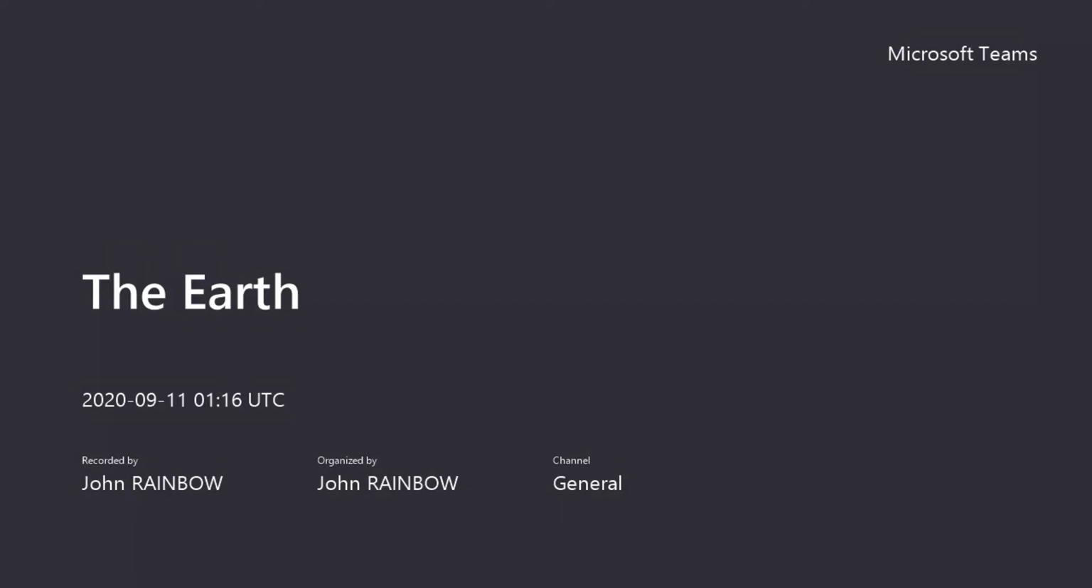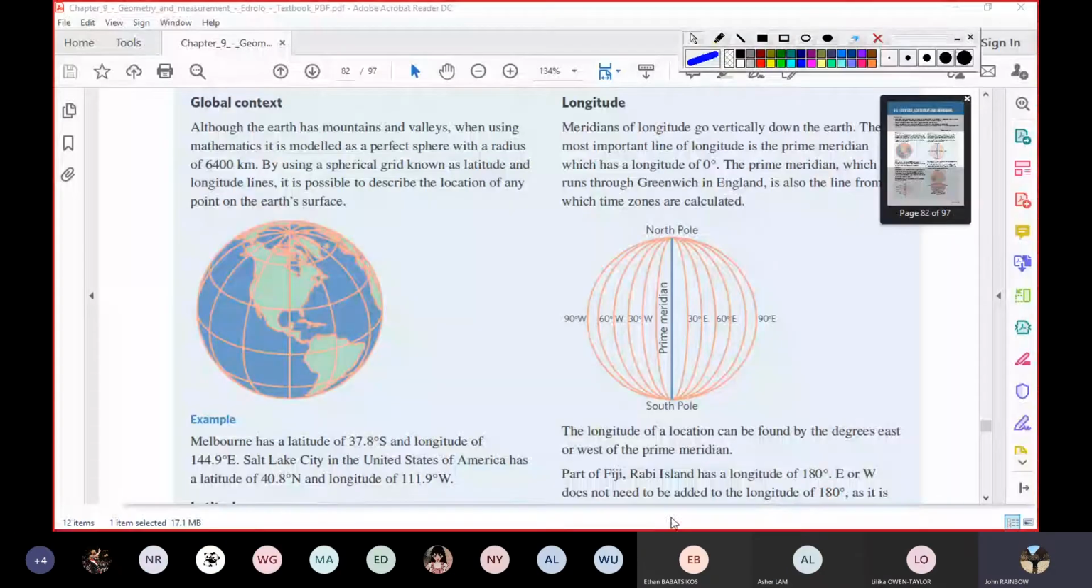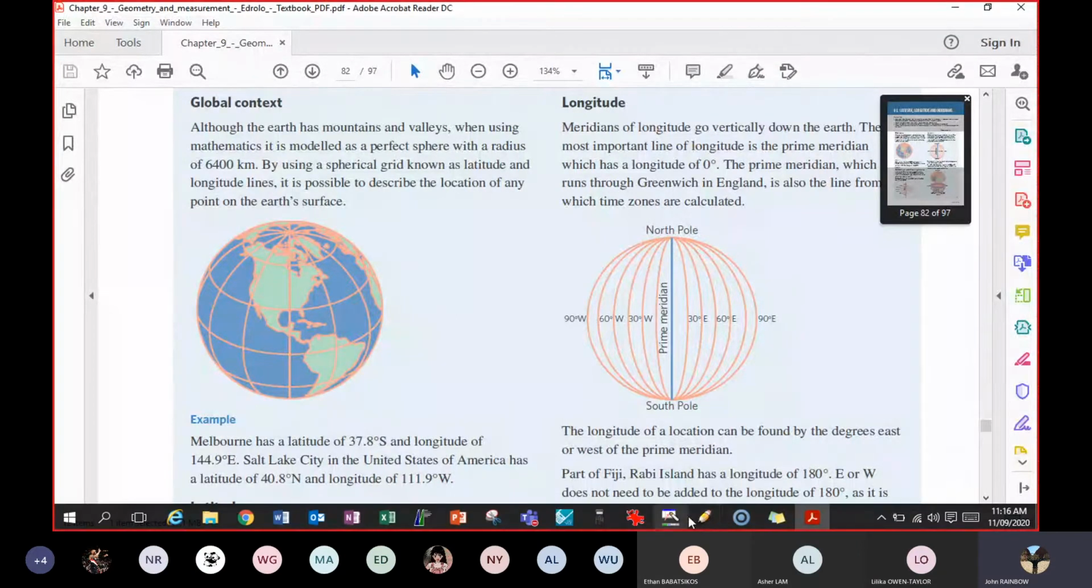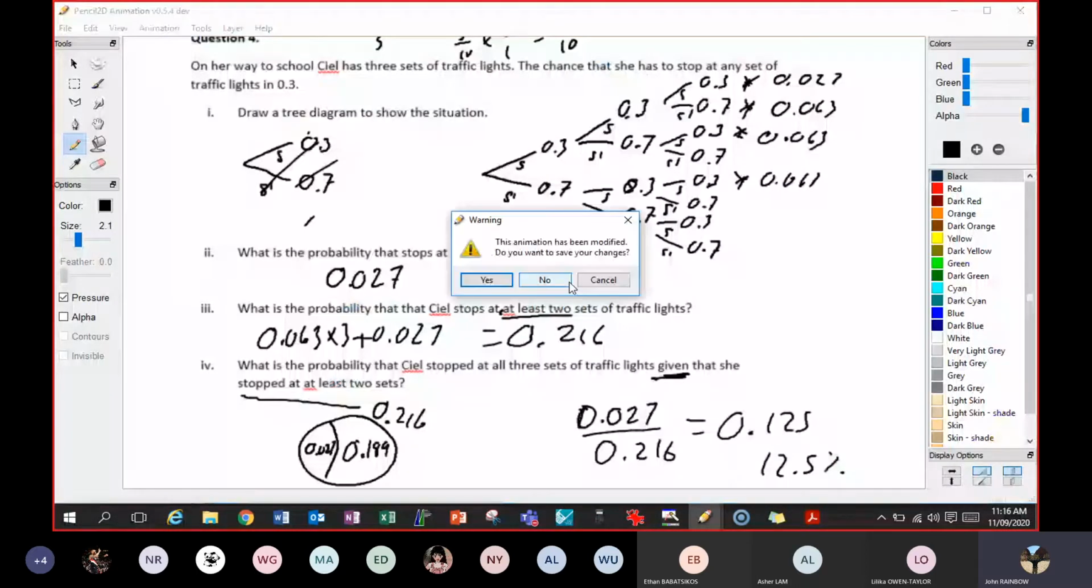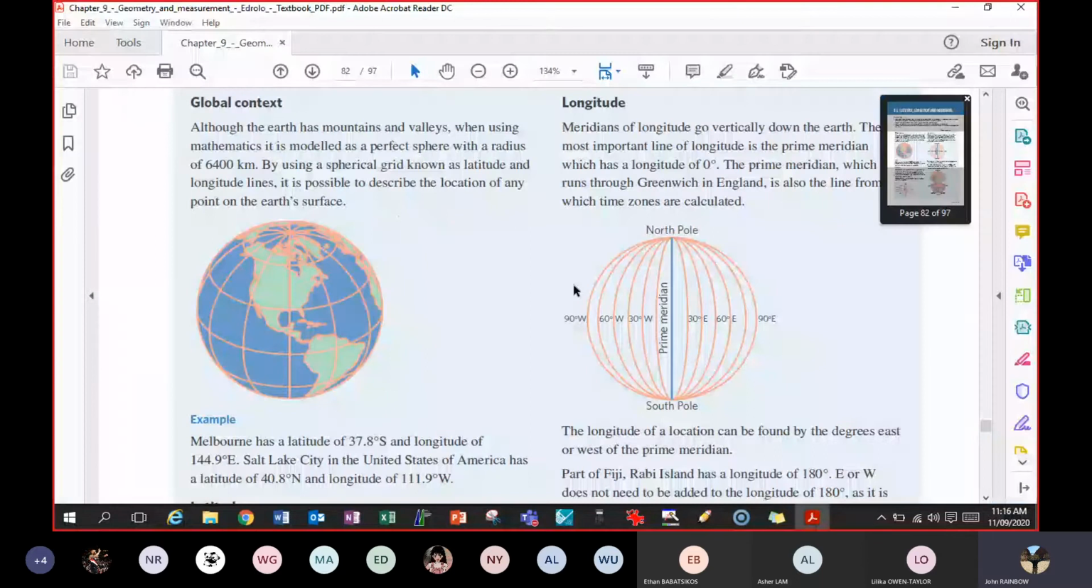Okay, so when we're talking about the globe, we split it up into different segments, so we can pinpoint any location, absolutely any location at all on the world. So, for example, if we want to know where Australia is, we need to use some coordinates to help us get there.